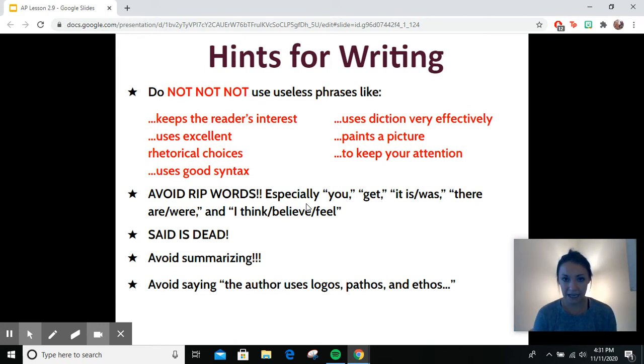You can still analyze logos, pathos, ethos, but I want you to connect those to audience or another rhetorical choice. What I mean by that is like, the author appeals to the audience's sense of patriotism by utilizing vivid diction. So I connect those two. I'm still referring to pathos here, but I'm connecting it to something else.